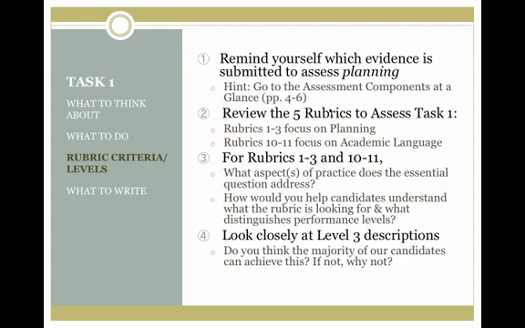Rubrics 1 to 3 focus directly on the intellectual work of planning, and rubrics 10 and 11 address academic language, focusing on how the candidate has taken into account the language abilities of his or her students and the language demands of the task during the planning phase. The steps on these slides guide you through a close read of the rubrics, paying particular attention to the differences among performance levels, especially levels 2, 3, and 4. You may again want to pause to do this work and look closely at the rubrics.